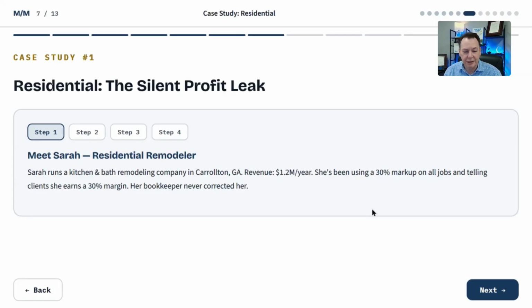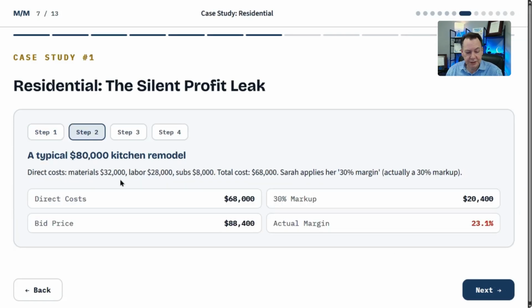She tells me that. You know, your banker, your bonding guy, we're all looking at margin. You're not looking at markup. When you're bidding this job, she needs more than 30%, but she's telling everybody she's making 30%. Her bookkeeper doesn't realize the math either. Let's just say she does a typical $80,000 kitchen remodel. That was her standard type job, right?